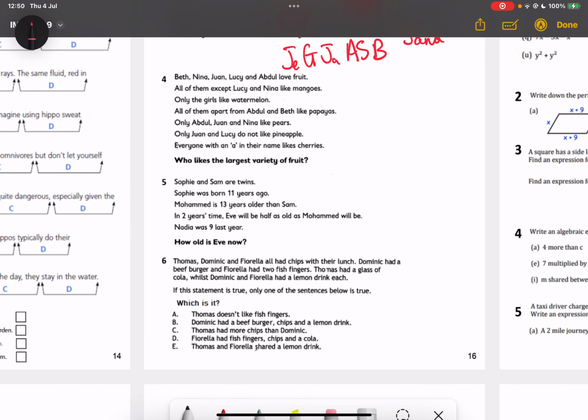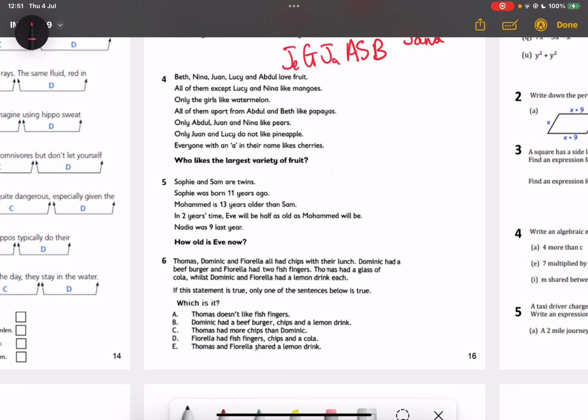4. Beth, Nina, Juan, Luke, Lucy, and Abdul love fruit. All of them except Lucy and Nina like mangoes, and only the girls like watermelon. All of them apart from Abdul and Beth like papayas, and only Abdul, Juan, and Nina like pears. Only Juan and Lucy do not like pineapple, and everyone with an A in their name likes cherries. So who likes the largest variety of fruits?